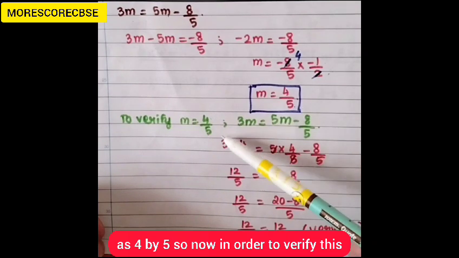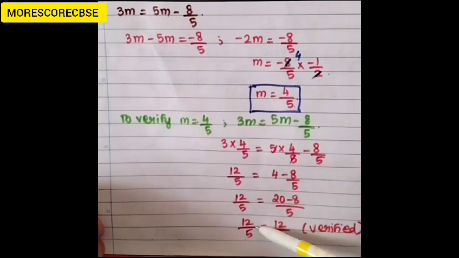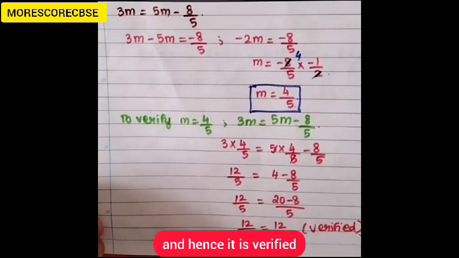So now in order to verify this, we are going to substitute 4/5 in this equation. We will be getting the answer as 12/5 on both the sides, and hence it is verified.